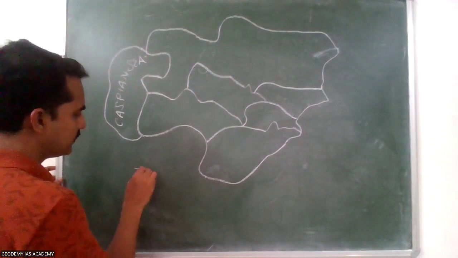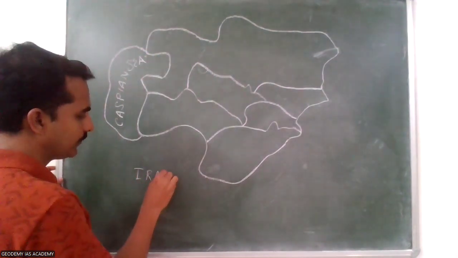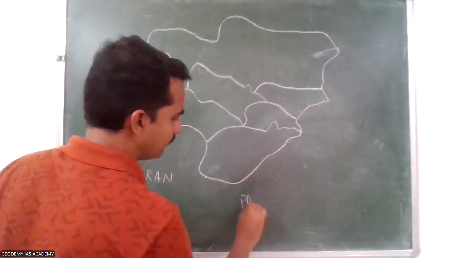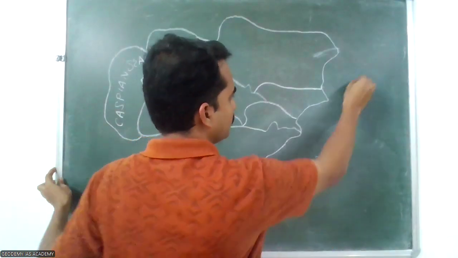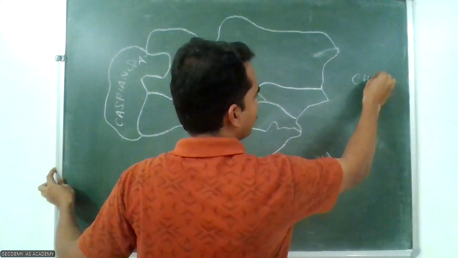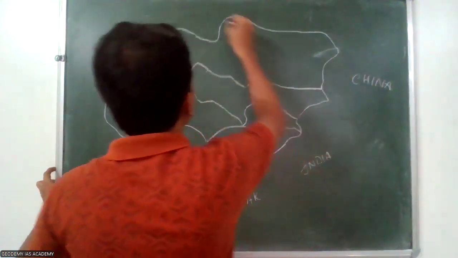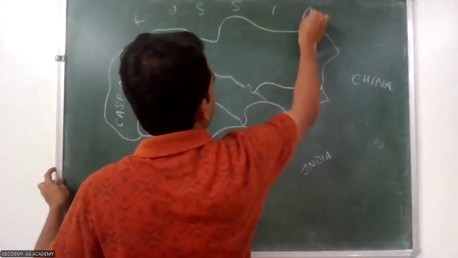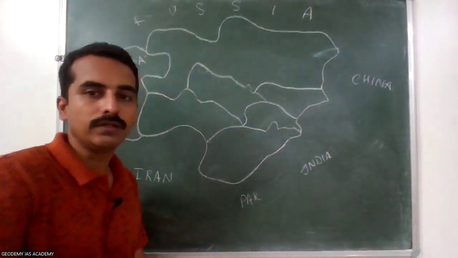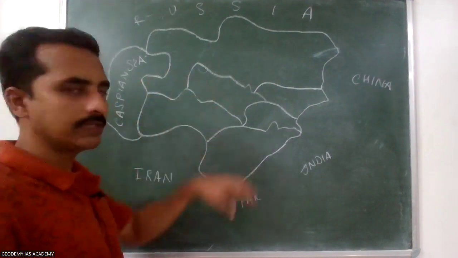Caspian Sea, and here the country Iran, and here Pakistan, and India, and here China, and in the northern part it is Russia. Okay. So these are the surrounding regions of the Central Asian region.